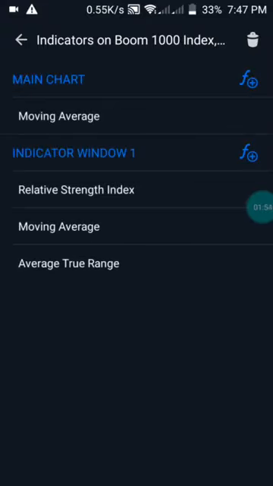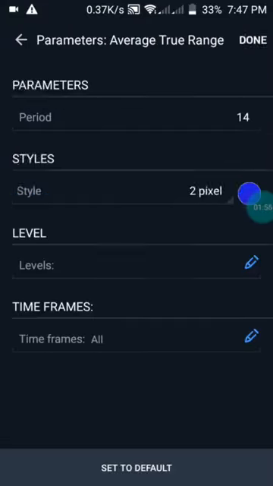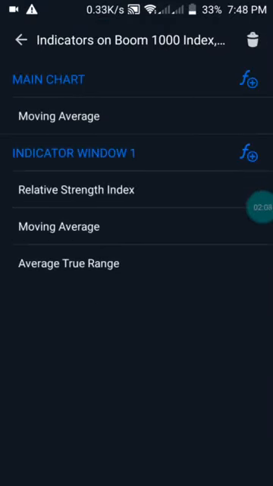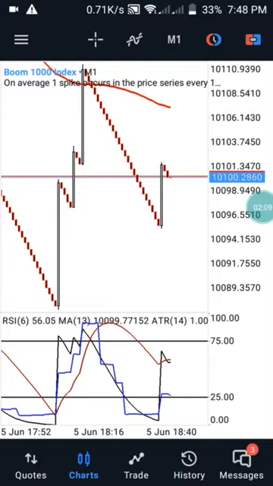The last setup here is our Average True Range, with a period of 14. We have our style in blue color. Then you press done. After doing this, you will have the same settings the way I have it here on your chart.